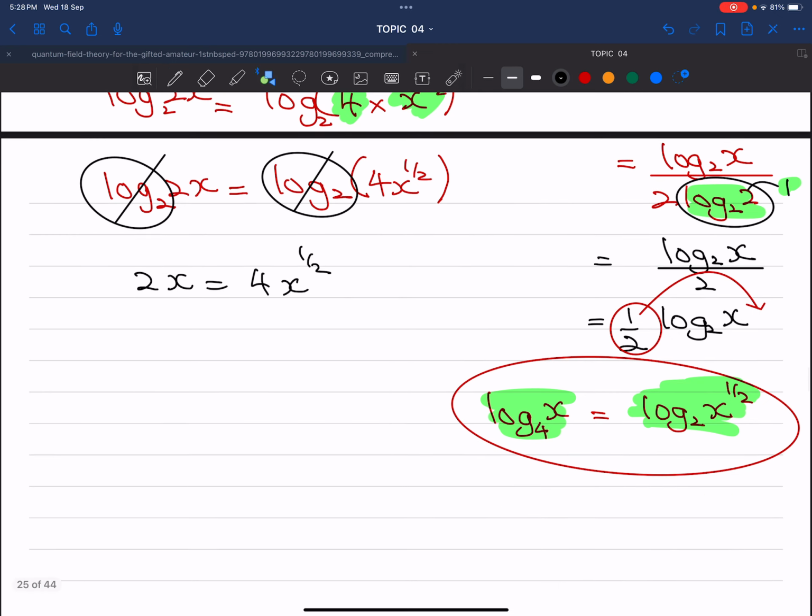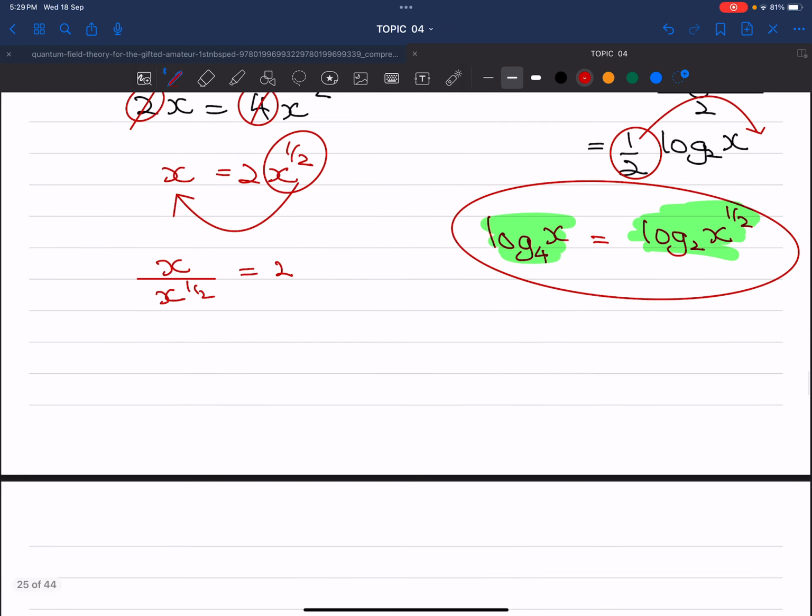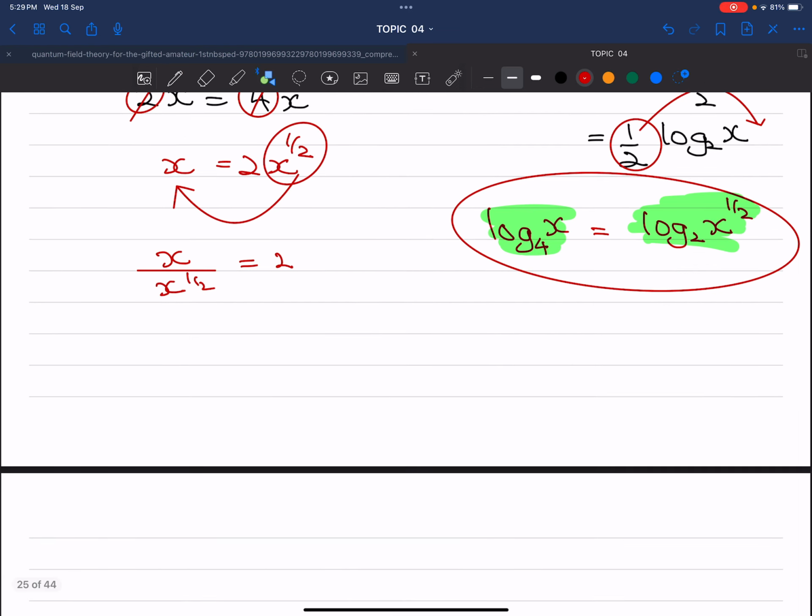Of course, we can simplify this. Divide by 2, 1. And then divide by 2, that would be 2. So we are left with x equals to 2x power half. We are going to collect all the x. I will take the x on the right hand side, transfer to the left hand side, which will give me x over x power half equals to 2. And x here is actually x power 1.